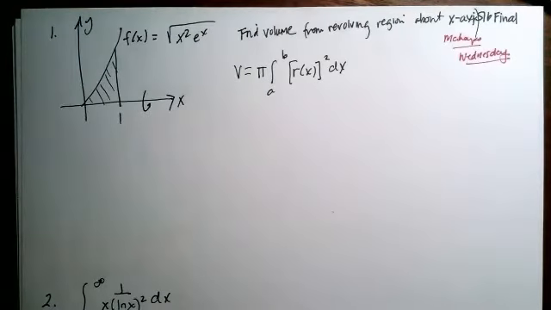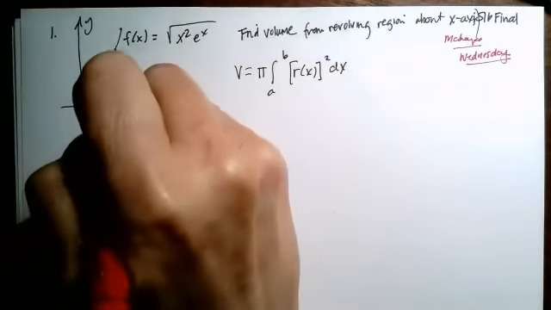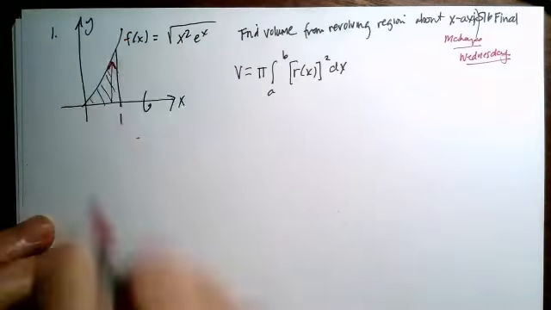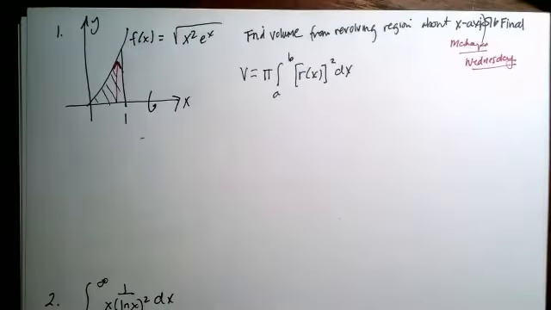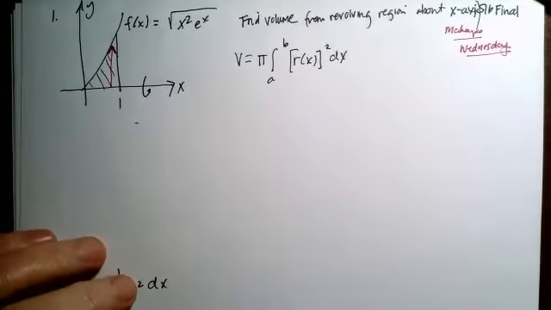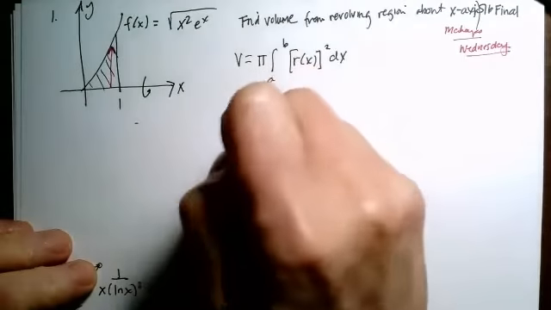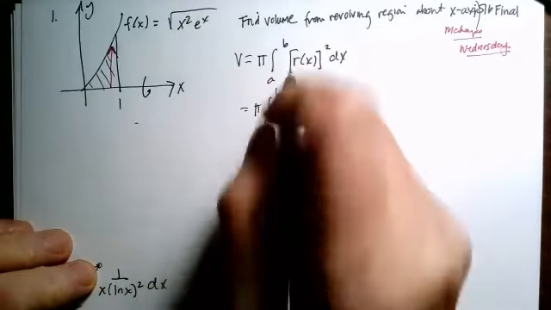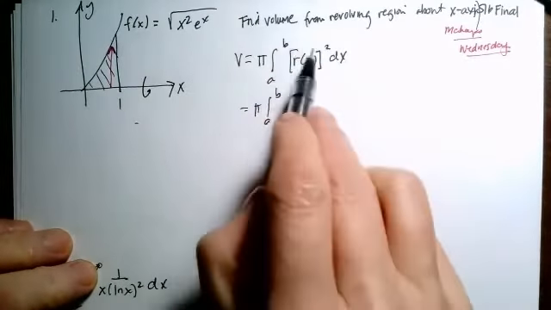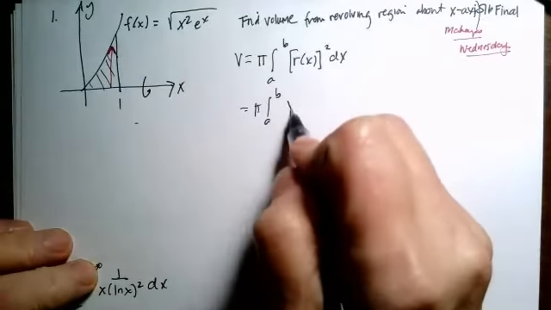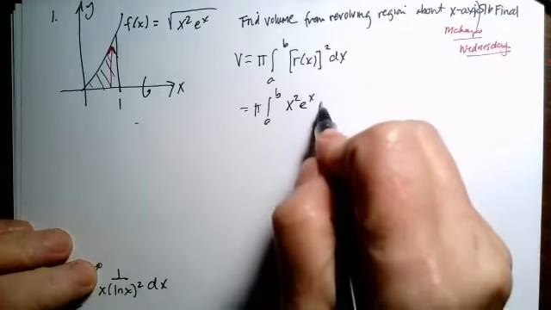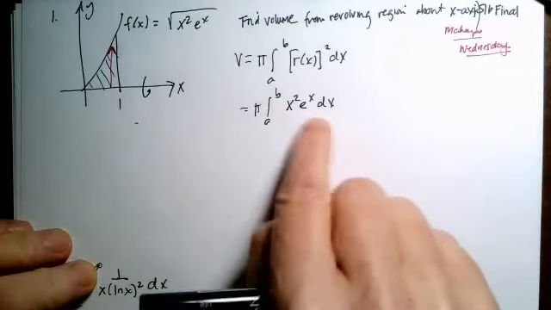Okay, so what's r of x here? I'll draw an arrow to help you. Anybody want to tell me what is r of x? Don't be shy. The function? Exactly. And what do we get when we square a square root? Just the radicand, right?